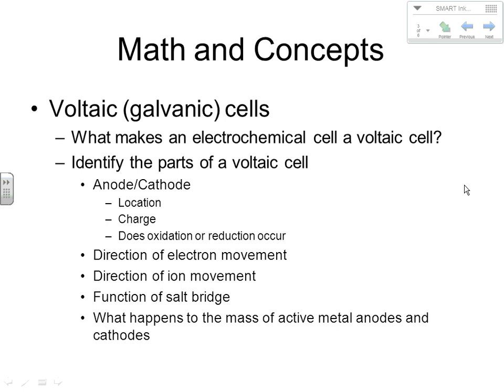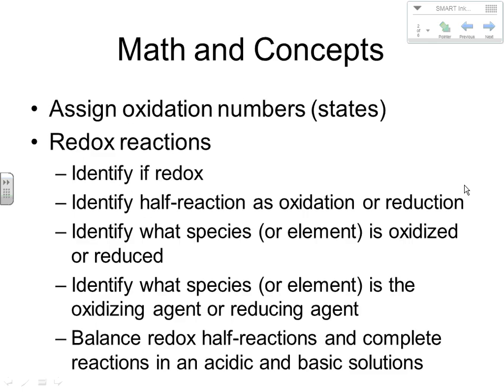And what happens to the mass of active metal anodes and cathodes? Well, at the anode, you are actually taking an oxidation reaction. So that means a metal is becoming an ion. That's oxidation. So on an active electrode, that would mean at the anode it's getting lighter, and at the cathode, if it's active, it's getting heavier because you'd be plating an ion on top of the metal. Remember, an inert electrode is just a site of electron movement. The mass of the electrode isn't actually changing at all over time.